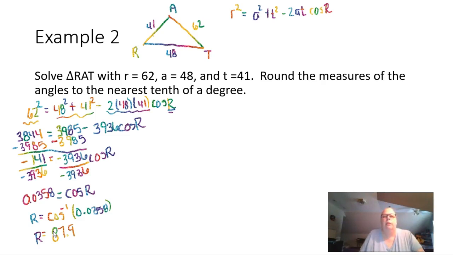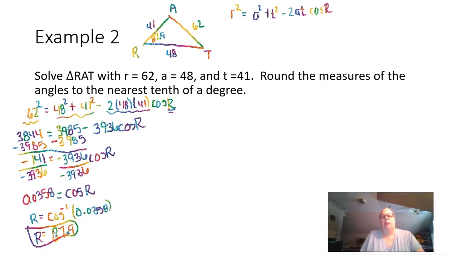All right, so angle r, 87.9 degrees. All right, so there's one of my angles solved. Now I have to get another one of my angles, and I can choose between whether I want to do A or whether I want to do T. I think I'm going to want to do angle A.